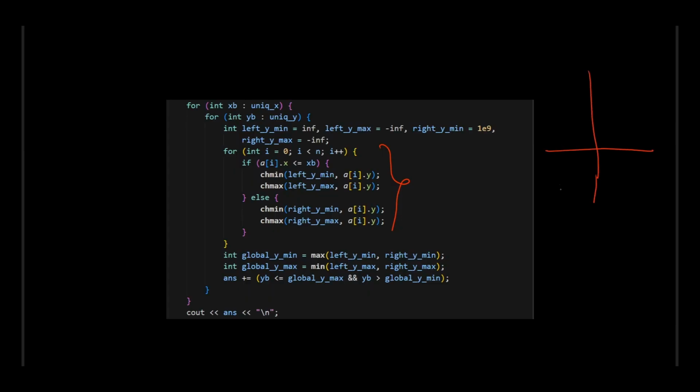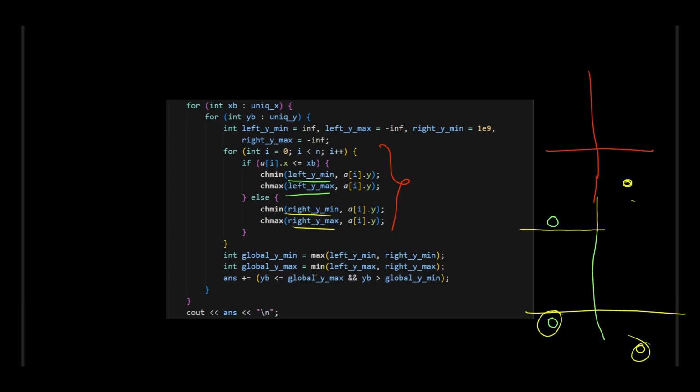We will pre-compute. So once you have done this split, you compute the minima on the left hand side. You call this the left y min and then left y max. This is the left y max. And then you compute the minima on the right hand side. Suppose it is this right y min, and then you compute the maxima on the right hand side, which is this. And then you take the maximum of both the minimas, which is this region, and the minimum of both the maximas, which is this region, and you are allowed to place the barriers in between them.